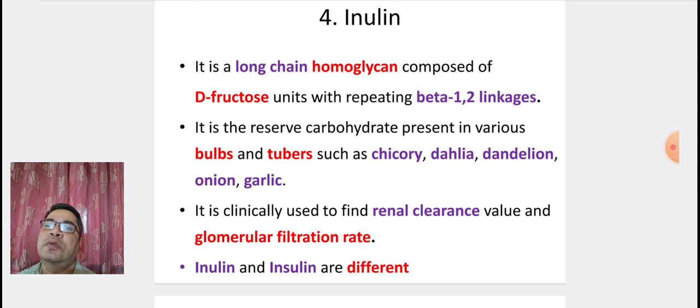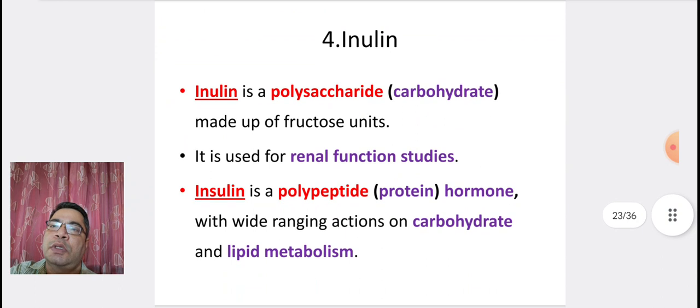It is clinically used to find renal clearance value and glomerular filtration rate. Inulin and insulin are different. Inulin is a polysaccharide, that is a carbohydrate made up of fructose units. It is used for renal function studies, whereas insulin is a polypeptide, that is a protein or hormone, with wide-ranging actions on carbohydrate and lipid metabolism.